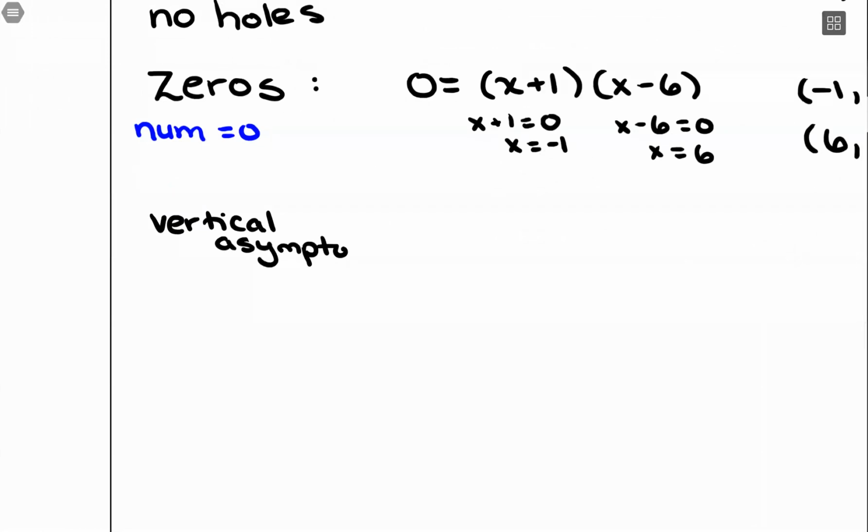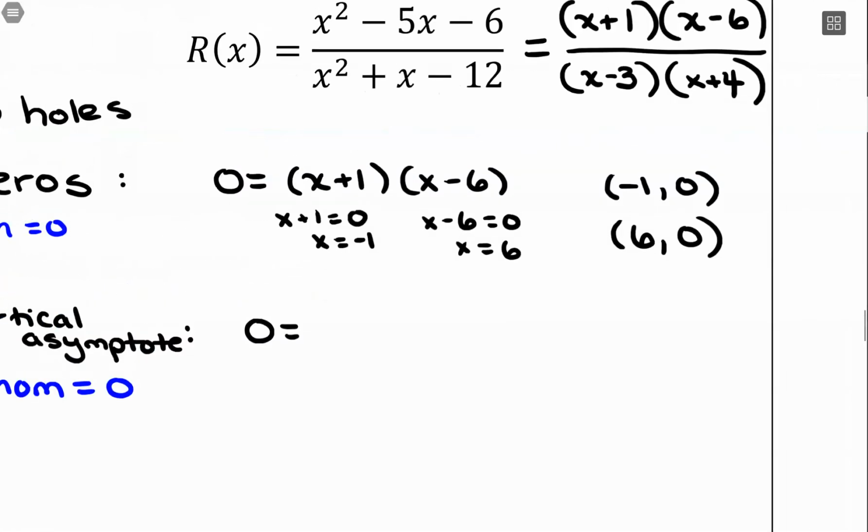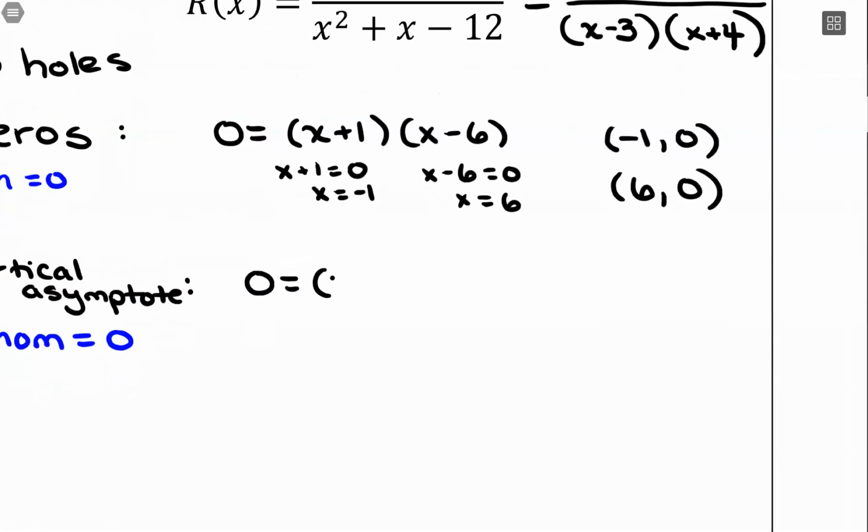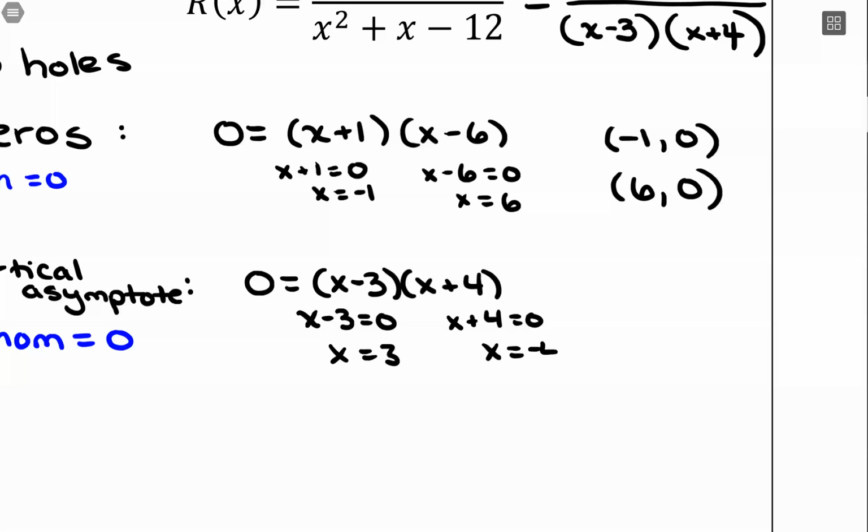Now, with the vertical asymptote, this is where we're taking our denominator and setting it equal to 0. So we're looking for where our function would be undefined. So solving 0 equals the factored form of the denominator, x minus 3 times x plus 4. So we'll have x minus 3 equals 0, so x equals 3. X plus 4 equals 0, x equals negative 4.